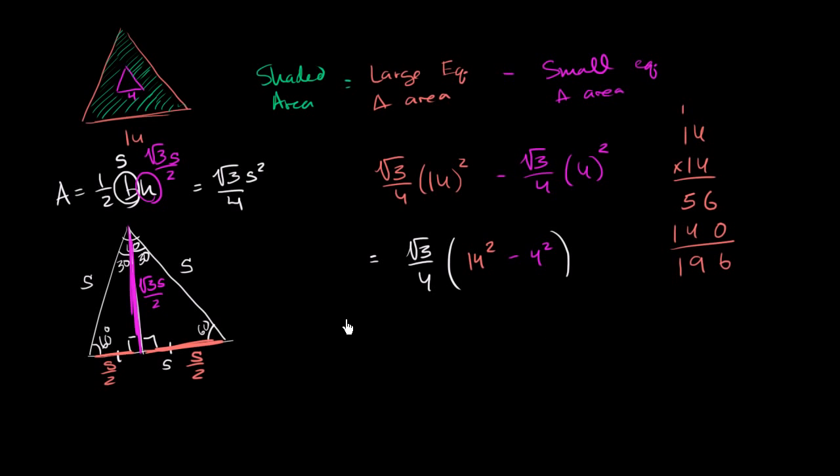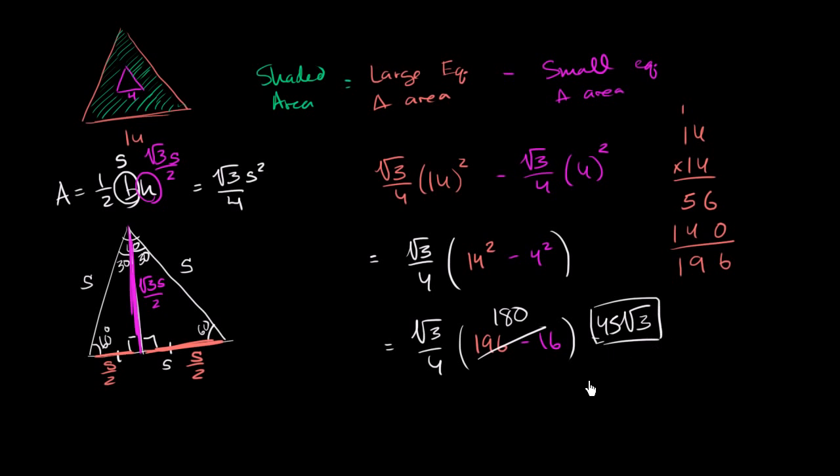So this is equal to square root of 3 over 4 times 196 minus 16, which is equal to 180. So this right over here is equal to 180. And 180 is divisible by 4. So this is going to be equal to the square root of 3 times, let's see, 180 divided by 4, which is 45. So it's going to be 45 square roots of 3. Did I do that right? 4 times 45 is 160 plus 20, which is exactly 180. So it's 45 square roots of 3.